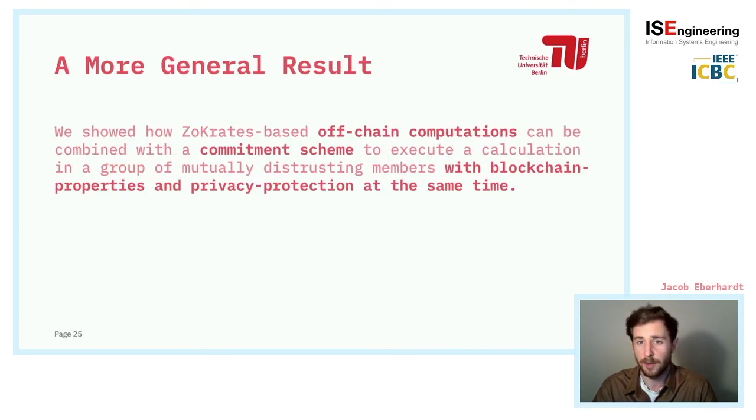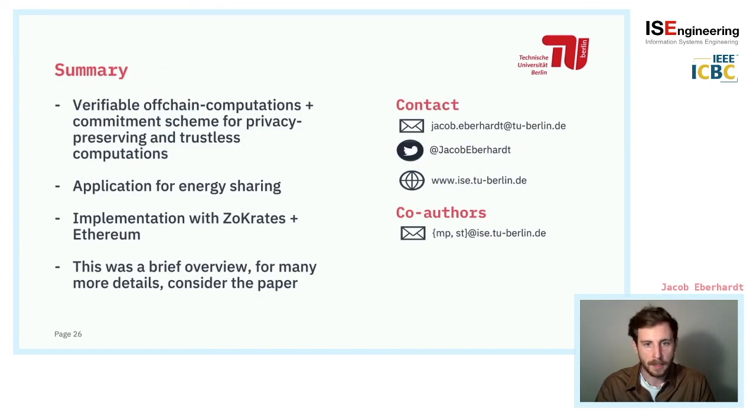As a more general result, and I think that's a very interesting takeaway, we showed how ZoKrates-based off-chain computations can be combined with a commitment scheme to execute calculations in a group of mutually distrusting peers with blockchain properties and privacy protection at the same time. And I think this is a very intriguing result, that you can do these computations and have blockchain properties, but not give up privacy of your users. Here's a bit of a summary.